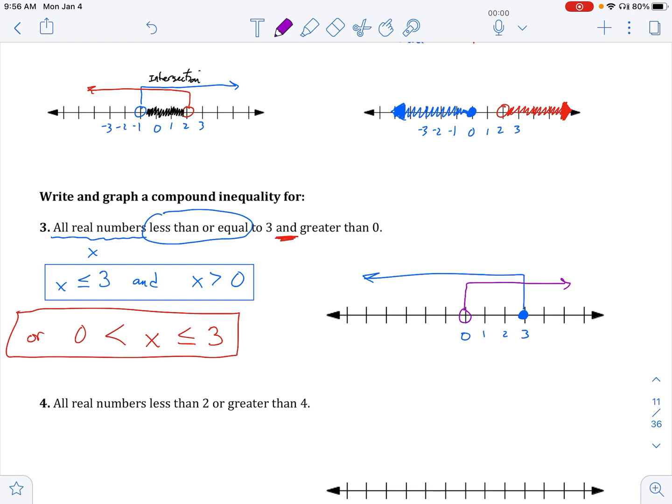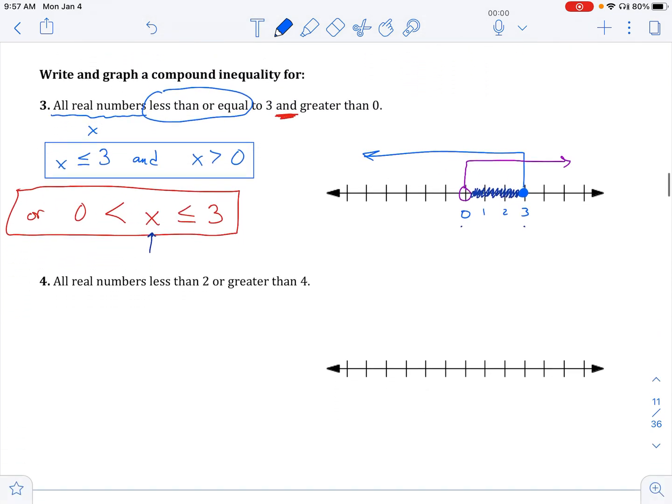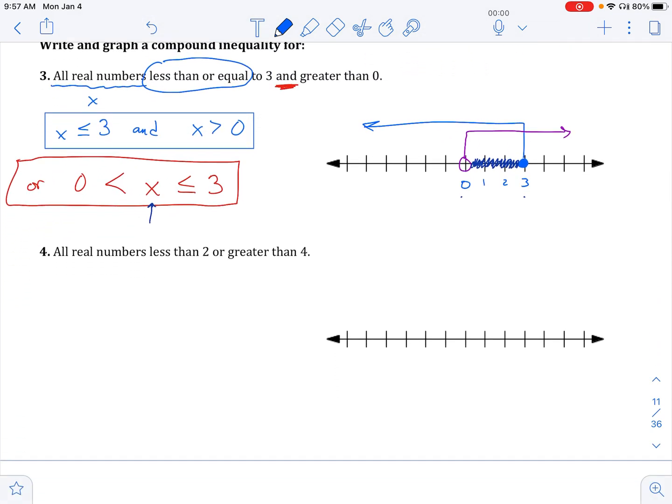And then I would like to shade my solutions, which are the intersection, which is all the numbers in between 0 and 3. Remember, an and statement is the intersection. If I match it up here, here is x located in the middle. If x is located in the middle, we are graphing the numbers between 0 and 3, open at 0, closed at 3.